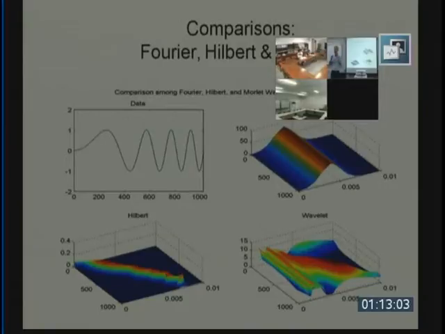Because along the time axis, there's no information. If there's no information, why should I plot it? So most people don't plot Fourier this way, because if you plot this way, you make yourself look foolish. So what Fourier did is project this down to just the energy, frequency space, which is just this curve. And that curve is the Fourier spectrum.